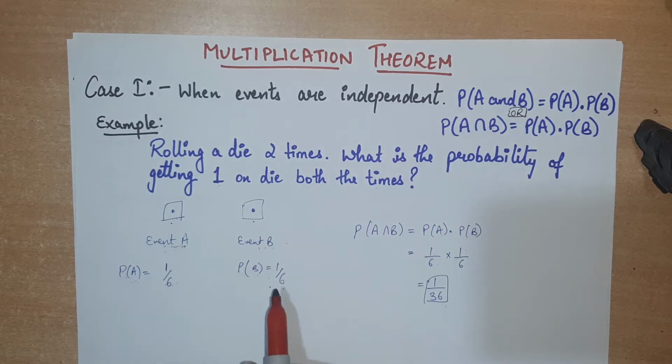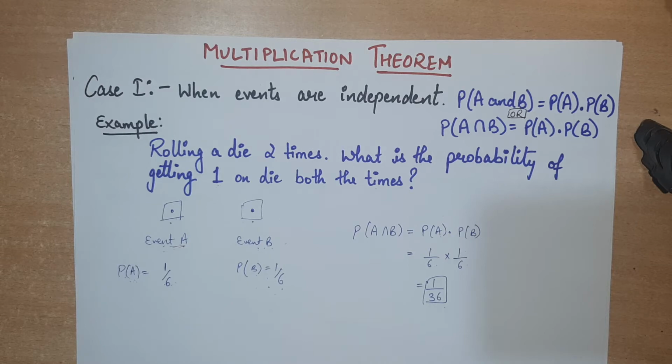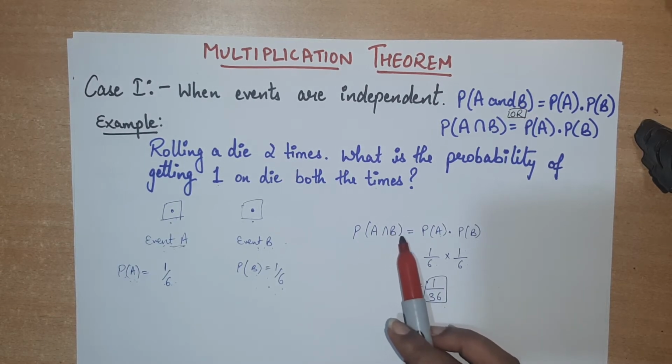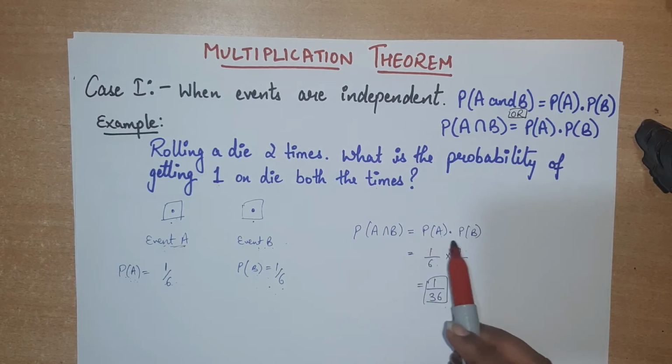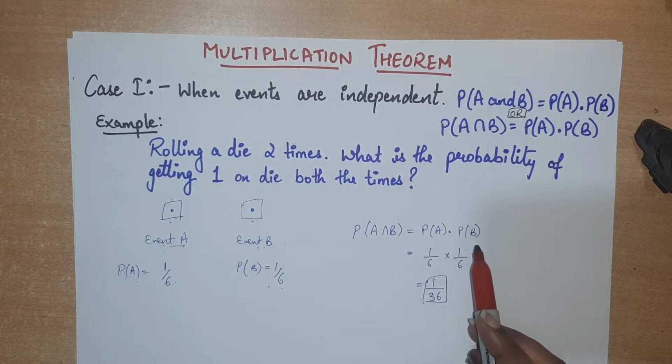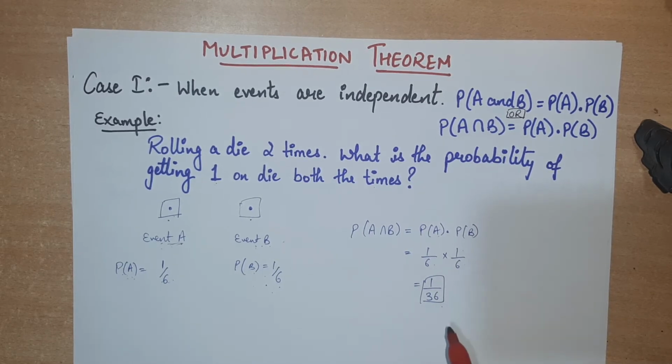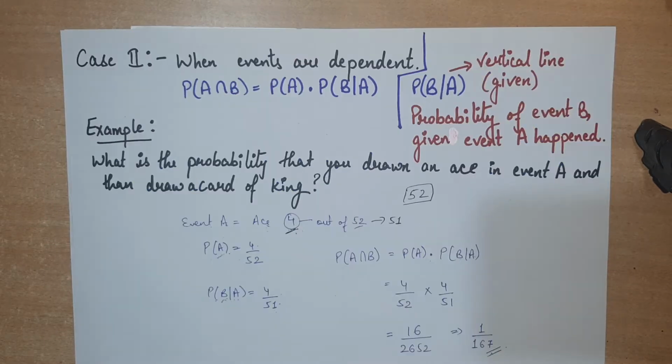So these two events are independent of each other. As we know, rolling a die or tossing a coin, they are independent of the previous event. There is no influence of the previous event on the next event. So for this the formula will be probability of A and B is equal to probability of A multiplied by probability of B. After putting these values in the formula, 1 by 6 multiplied by 1 by 6, it will be 1 by 36. So we have the answer for this example as 1 by 36. That was for the independent event.